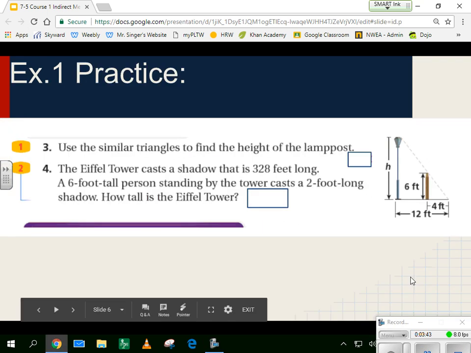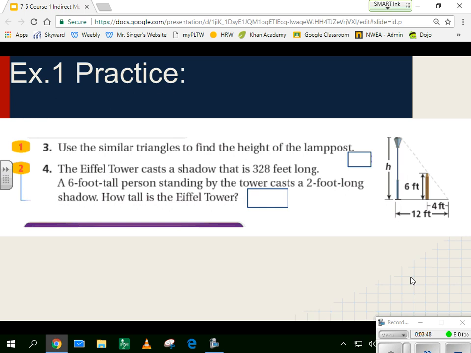All right, and here are 2 problems I want you to try on your own. The first one has a picture already drawn for you. We have a lamppost. We have no idea how tall it is, but we have another post here that's 6 feet tall that casts a shadow of 4 feet. We may not know the height of the lamppost, but we know it casts a shadow of 12 feet. So go ahead and solve that problem, along with number 4, which is looking at the Eiffel Tower.